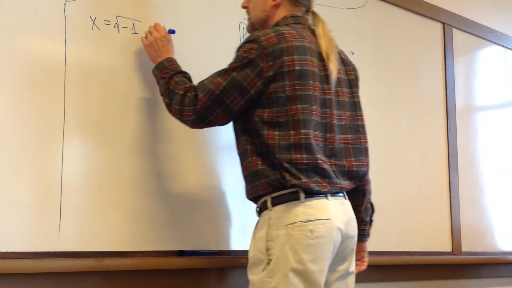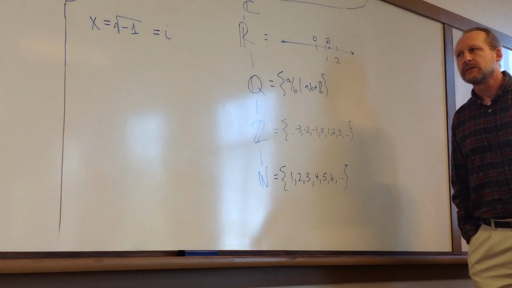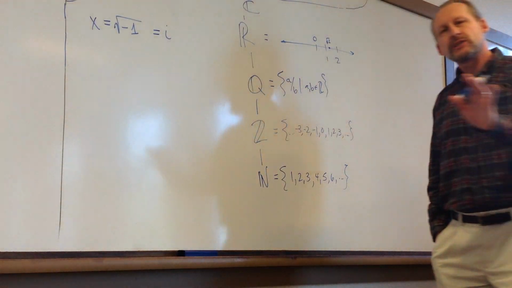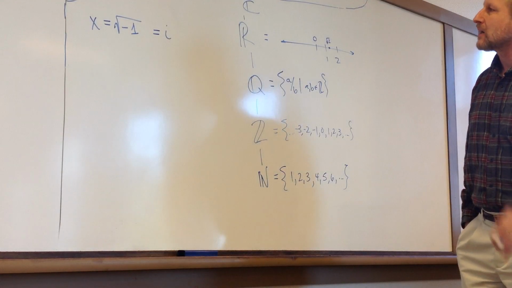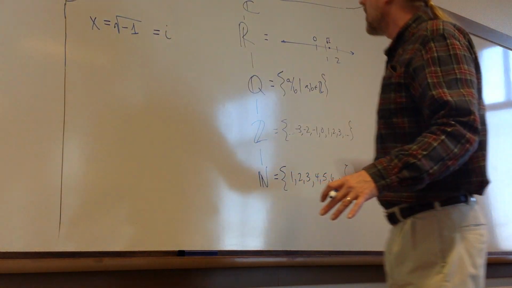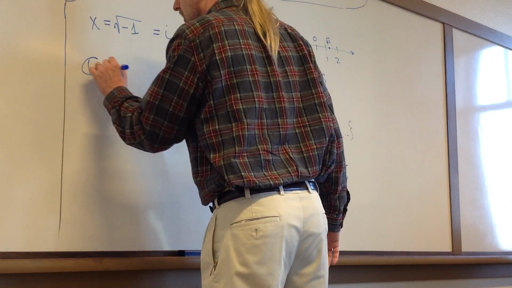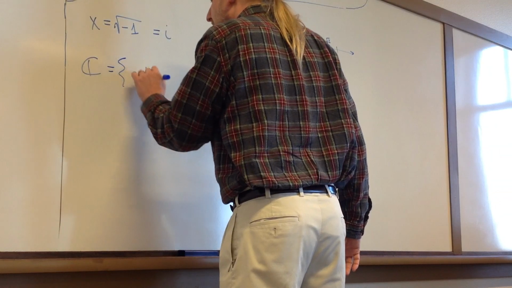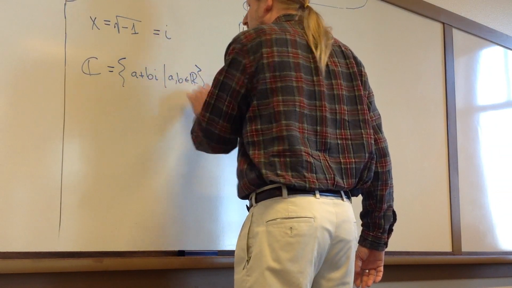And so what mathematicians did is they defined this as being i. The square root of -1, they just said, we're going to call this i, and then any other complex number is going to be a combination of this along with real numbers. And so the complex numbers are defined as a plus bi, where a and b are both real numbers.